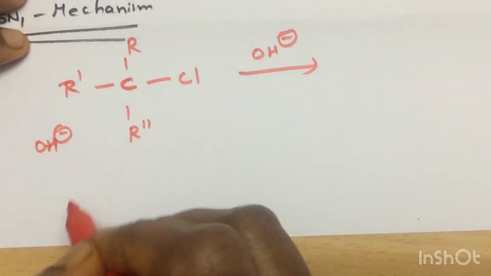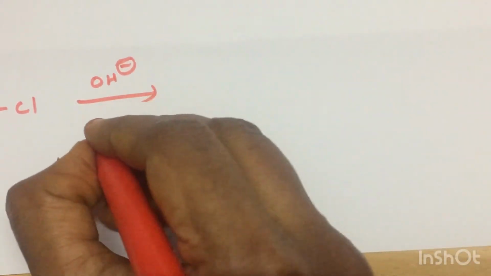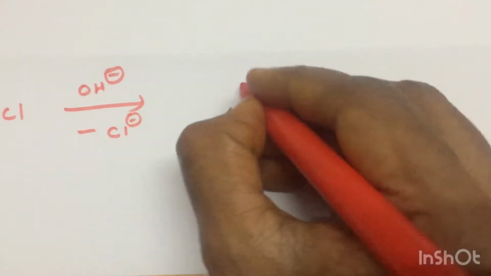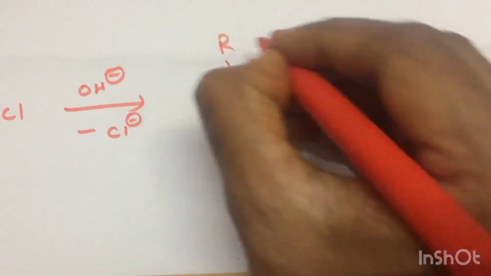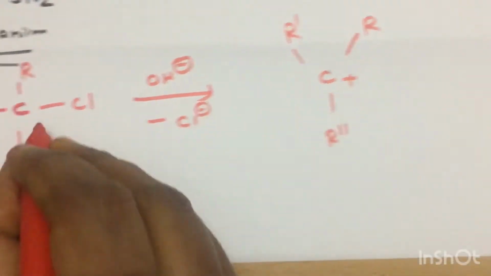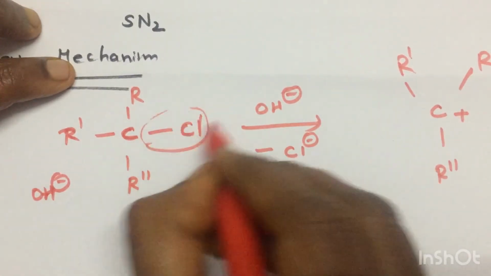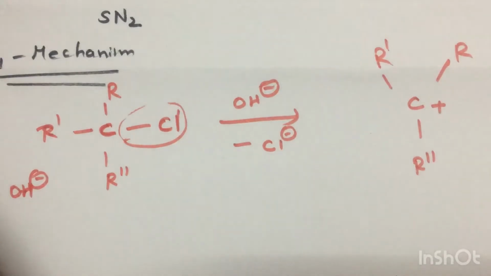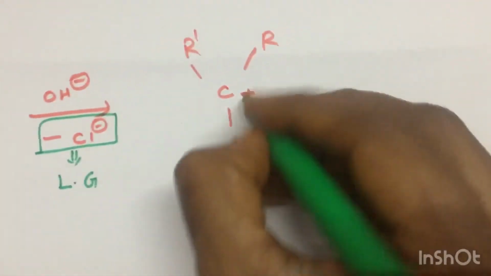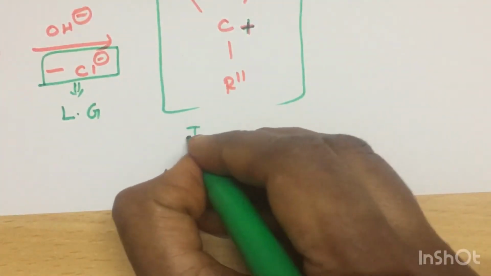So what happens? This is the rate determining step. The chloride ion leaves. First, the chloride ion will eliminate along with the bond. You see, chlorine is highly electronegative, so along with this bond, it takes away all the electrons. So it will leave as the leaving group. Here you will get a carbocation. This is an intermediate.